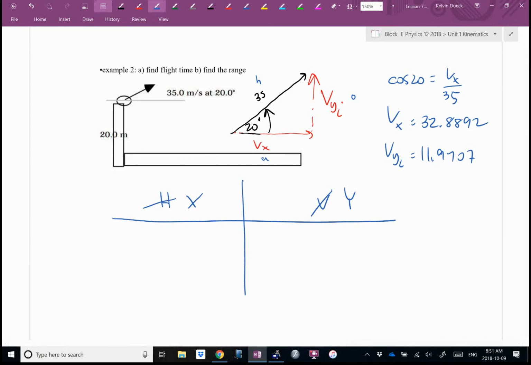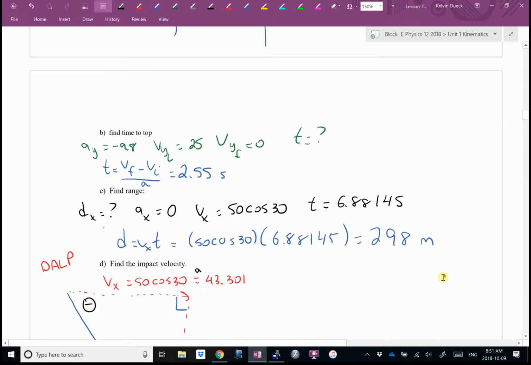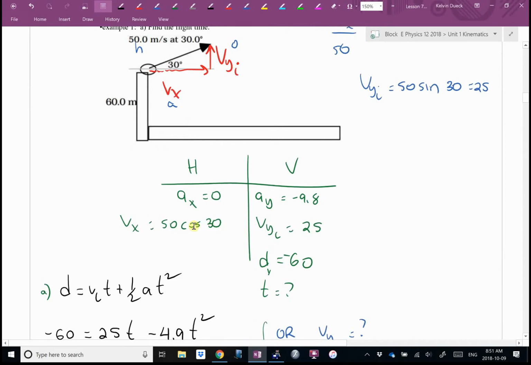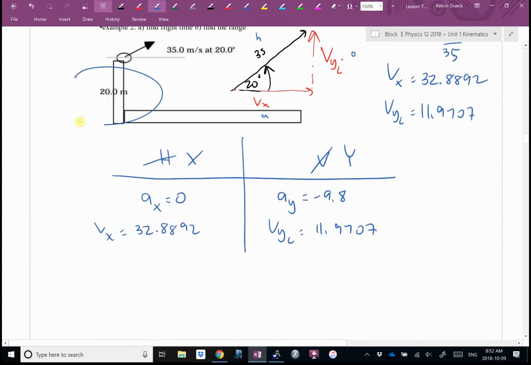Ryan, what are my physics no-brainers? What's the horizontal acceleration? What's the vertical acceleration? Yes. Good. And then I know that Vx is 32.8892 and Vy initial is 11.9707. Now in the last question, rather than evaluate these, I just left them as trig functions, and you can do that too. It's whatever you feel is more comfortable for you, Chantal. If you are going to evaluate them, go to like 5 or 6 sig figs though, because you're going to use this to find other stuff, and we don't want to round off if we can avoid it. What else do I know? I got a 20. That 20, vertical or horizontal?